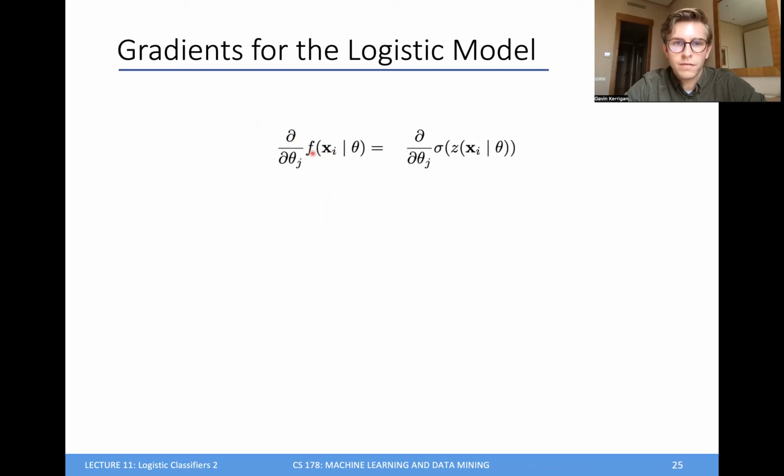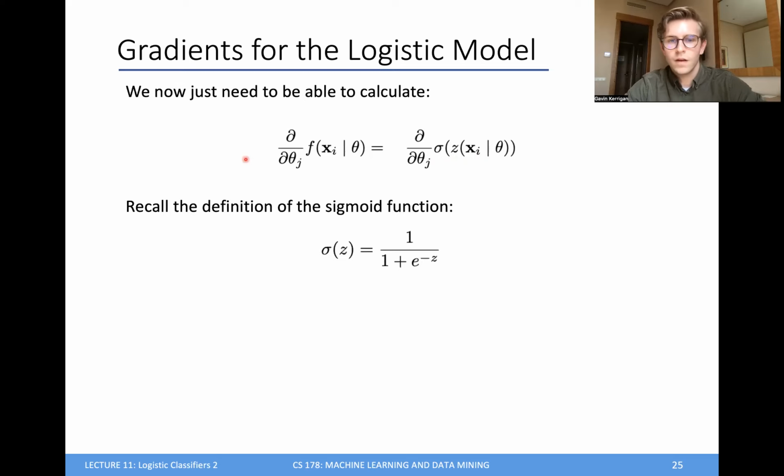The derivative of my logistic model with respect to theta j: all I'm doing on this line is rewriting the definition of f, where f is this sigmoid function applied to my score function. So z is that linear combination, that almost linear regression looking thing that we then apply the sigmoid function to, which changes the range of things to be between 0 and 1. Recall that the sigmoid function is defined as follows: sigma of z is 1 over 1 plus e to the minus z. This is our squashing function.